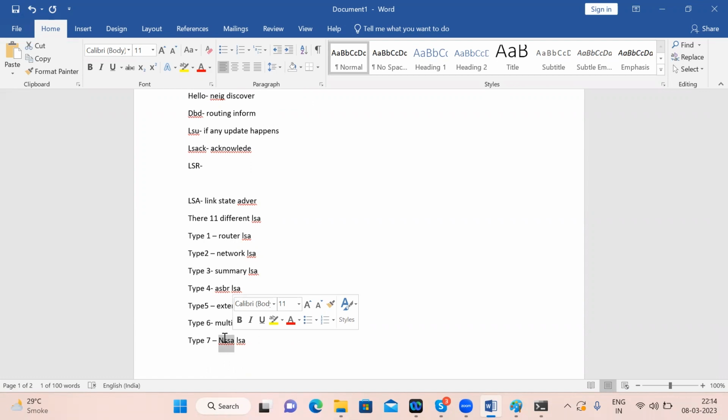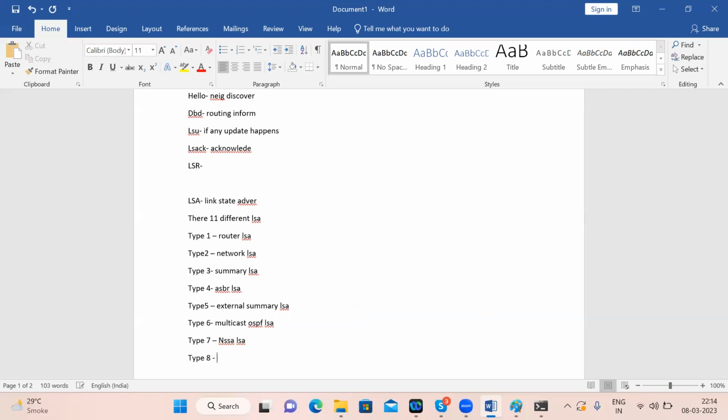Till now, we have seen only two different areas: the regular area, and the backbone area I explained. There are multiple special areas in OSPF: stub area, totally stub area, NSSA, and totally NSSA. That we will learn.